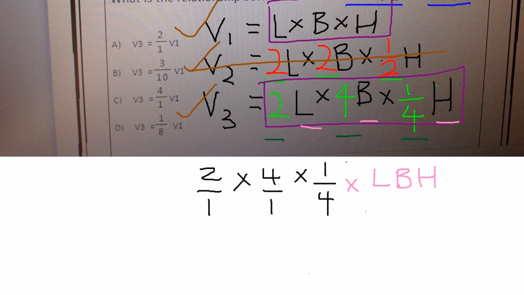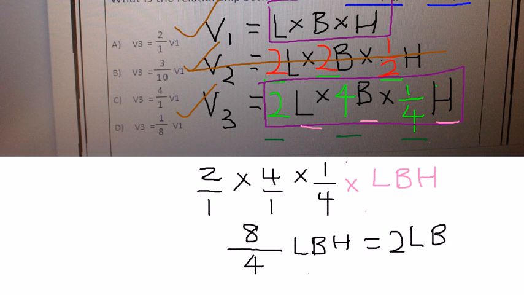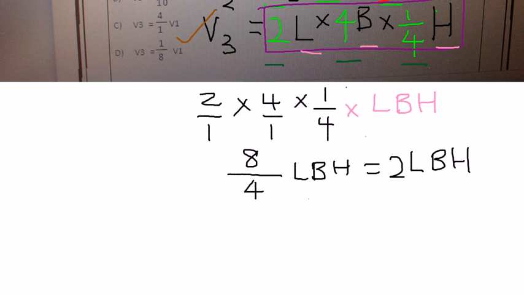Okay? 2 times 4 will give you 8. Okay? So 8 times 1 will be 8 over 4 L, B, H. Now what is 8 over 4? 8 over 4 also means 8 divided by 4. So 8 divided by 4 will give you, very good, 2. So 2 L, B, H. Okay? So we know now that V3 is equals to 2 L, B, H.